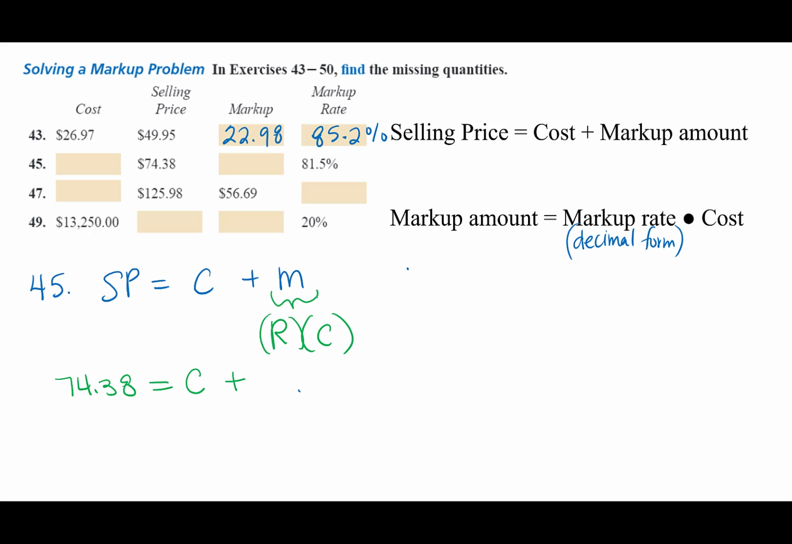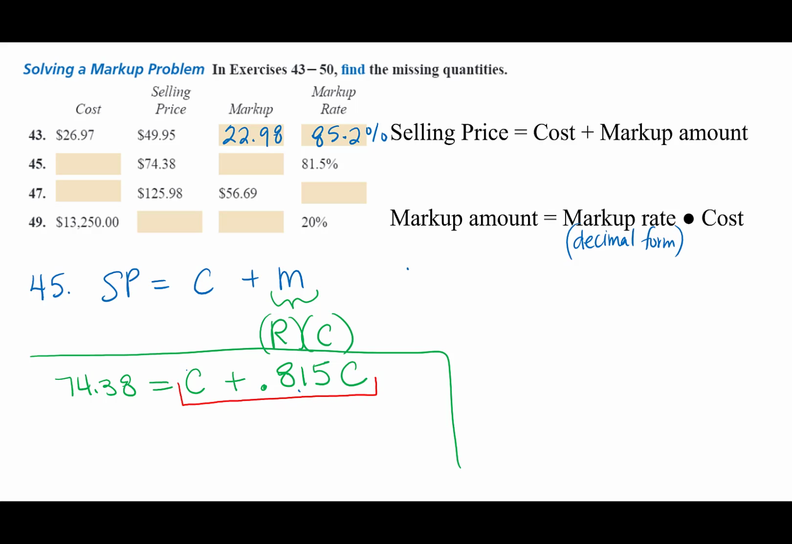Well, we don't know the cost, so that's going to be the variable C, but we do know the markup rate is 81.5, which I need you to change to 0.815 times C. Okay, so look at this equation again. 74.38 equals C, which is the cost, plus the markup rate times C, which will give us the markup amount. All right, now let's just do some algebra. We can collect like terms.